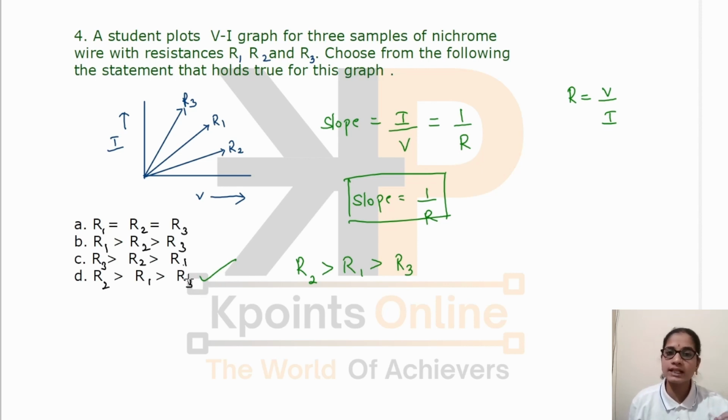You have to observe the graph carefully, whether I is given along the y-axis or V is given along the y-axis. In case V is given along the y-axis, then slope would be equal to R. Then that case would be different. But here the slope and resistance are inversely related. You have to observe this carefully.